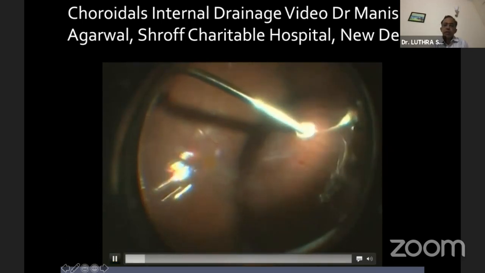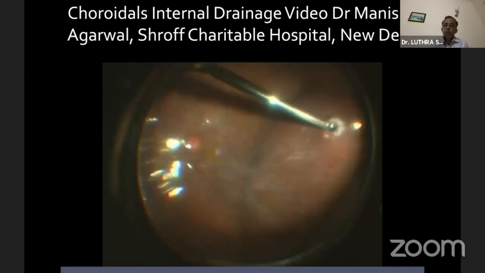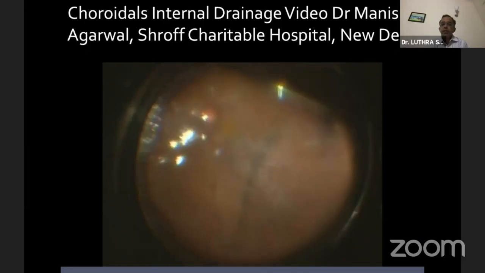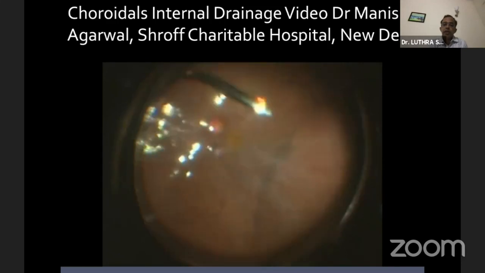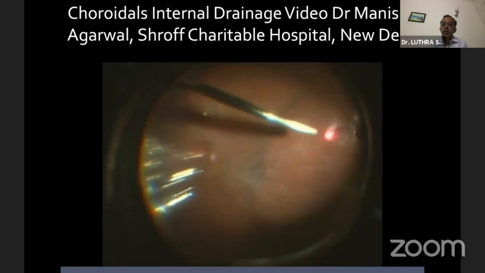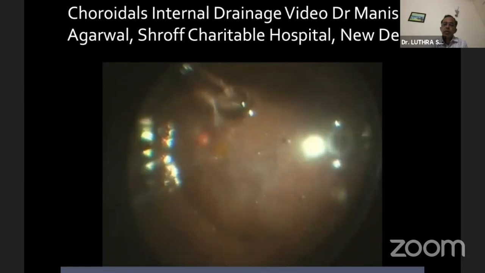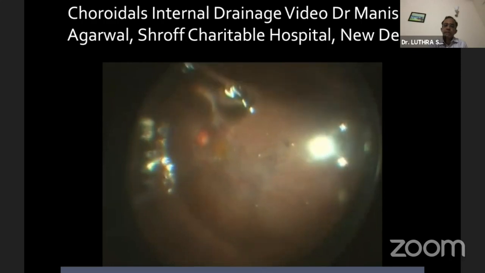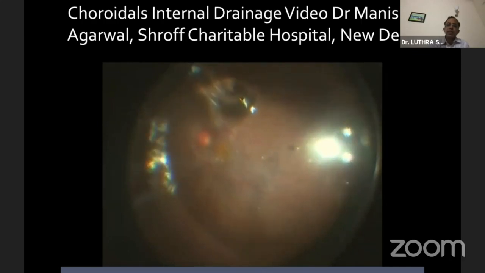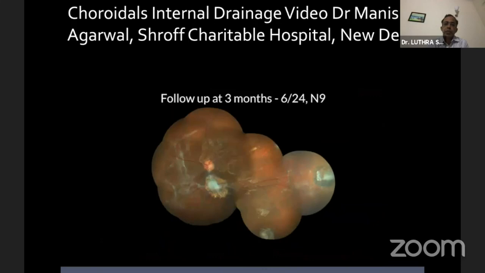So after making this retinotomy plus entry into the choroid, the flute needle is used to drain both the retinal detachment as well as the choroidal detachment, and then endo laser is done. So this is endo drainage of the choroidals, and then silicone oil was injected, and this patient did well. This is the immediate post-op picture and the late post-op picture at 3 months with a vision of 6/24, N9.